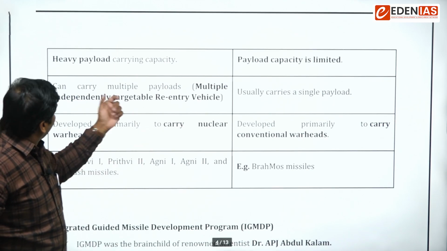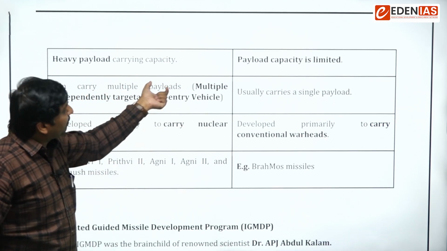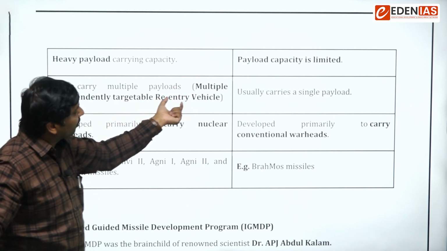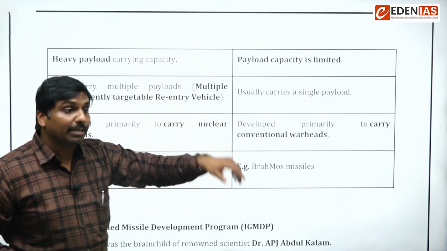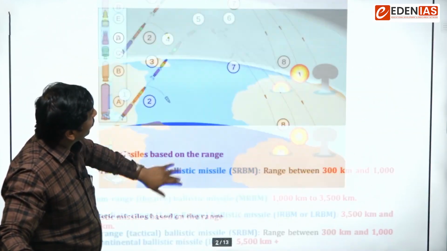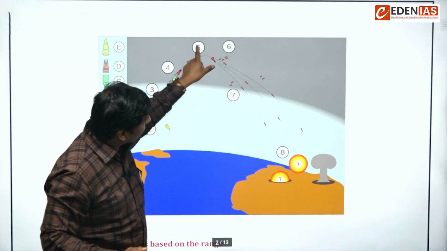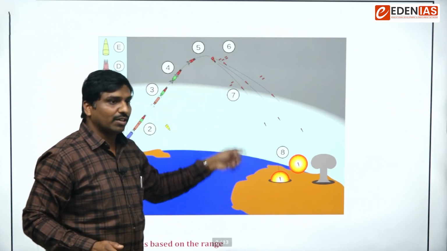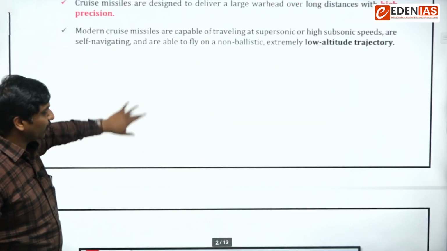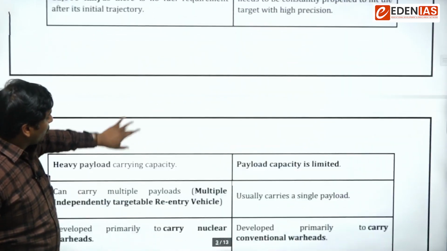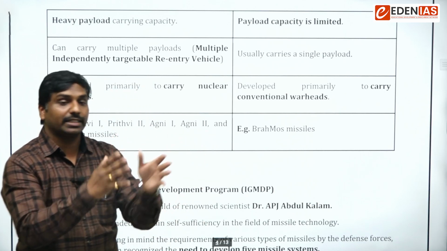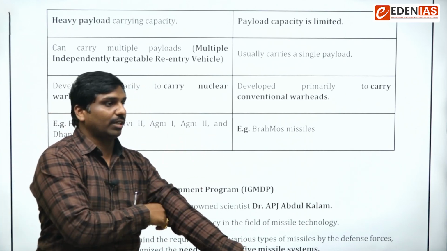Then they can carry multiple payloads at a time, with multiple independently targetable re-entry vehicles. So we can have multiple targets, can you see here? From here, it can hit multiple targets like this. So multiple payloads can be carried and used. Whereas here, cruise missiles usually carry a single payload, so as to have preciseness.